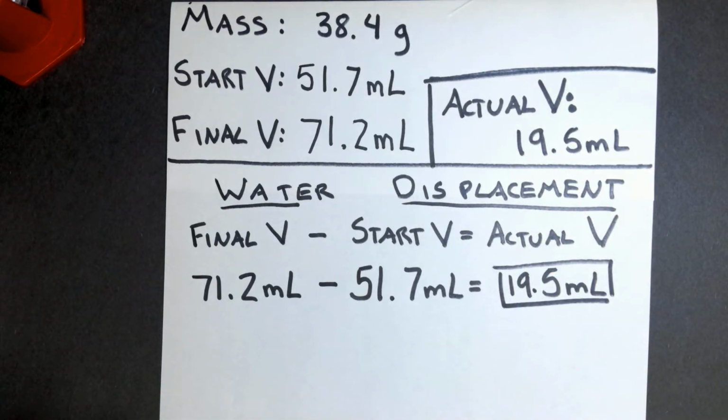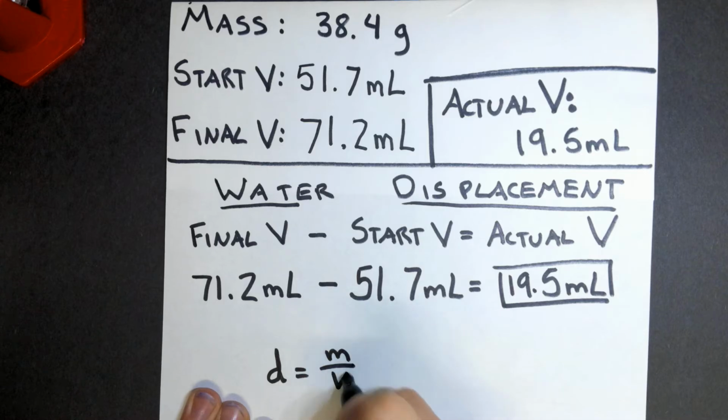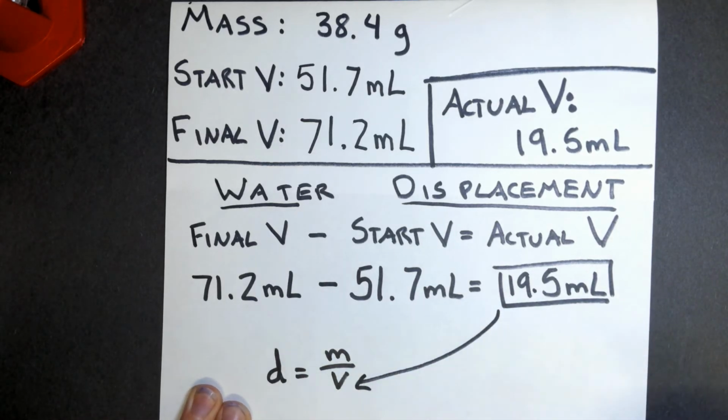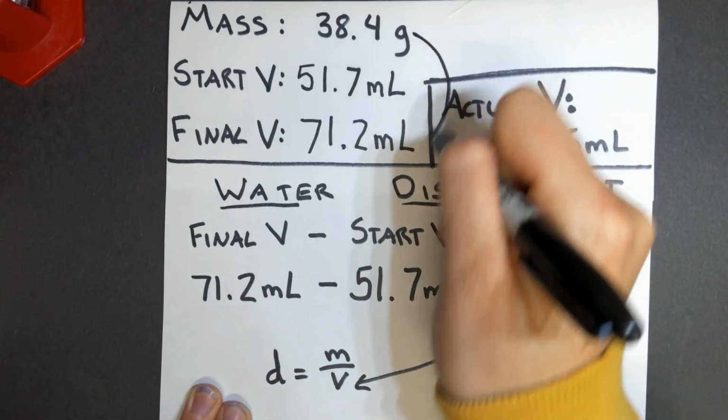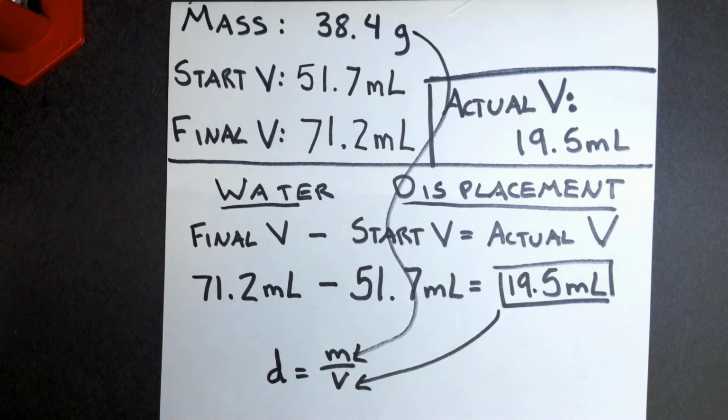Now, the last step of this is going to be to use these values to calculate the density. Remember that density is mass divided by volume. We have a volume, so we're just going to plug that in right here. And we have a mass, so we're going to plug that in right there. Divide the top and bottom, and we end up with our density.